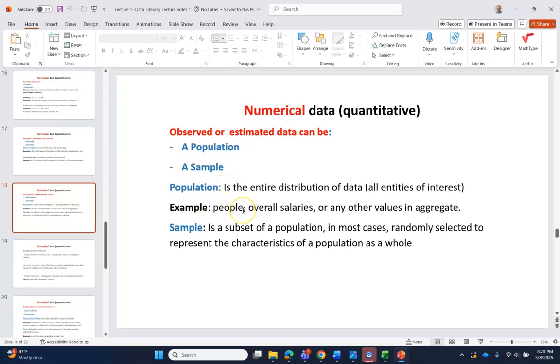For instance, we look at the people in a country, or we can look at the overall salaries of a company, or any other values in aggregate. A sample data is the section of the population data. And normally, sample data can be randomly selected from the population data. And we can use that sample data to infer the large data.